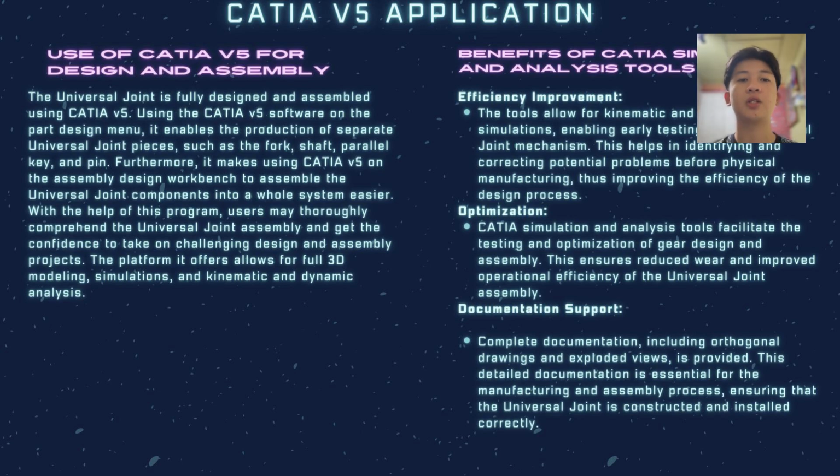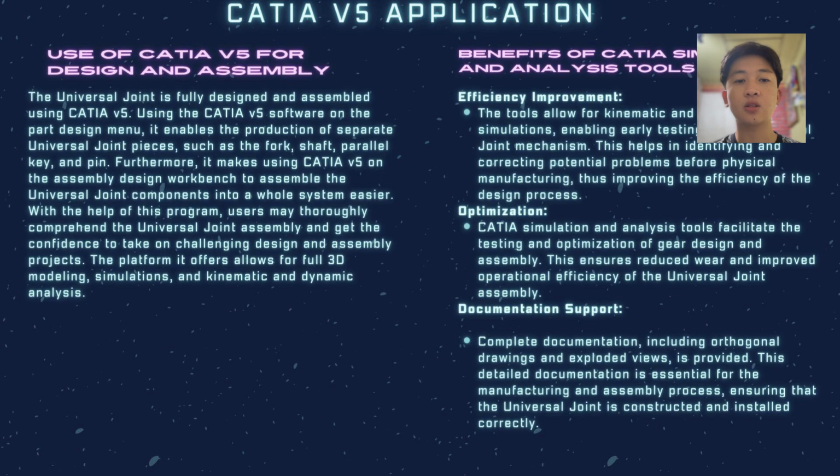Benefits of the Catia simulation and analysis tool. The first one is efficiency improvement. The tools allow for kinematic and dynamic simulation, enabling early testing of the universal joint mechanism. This helps identify and correct potential problems before physical manufacturing, thus improving the efficiency of the design process.